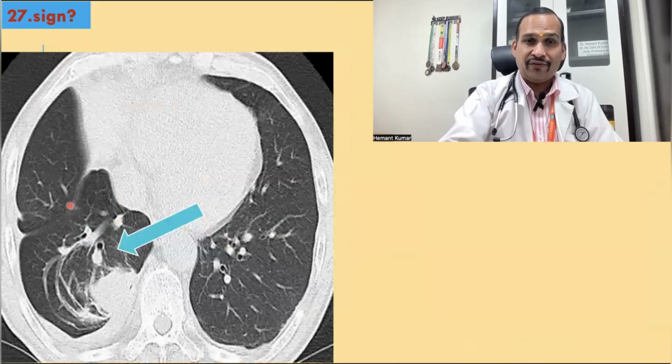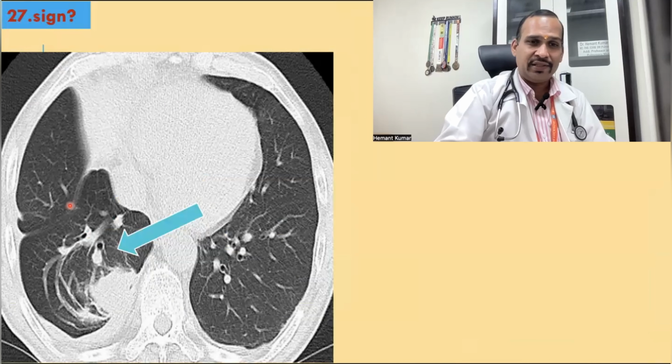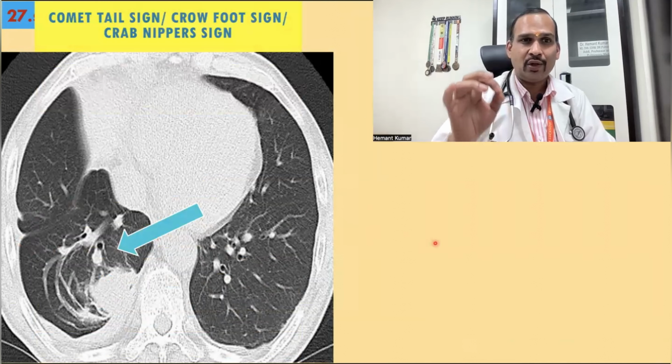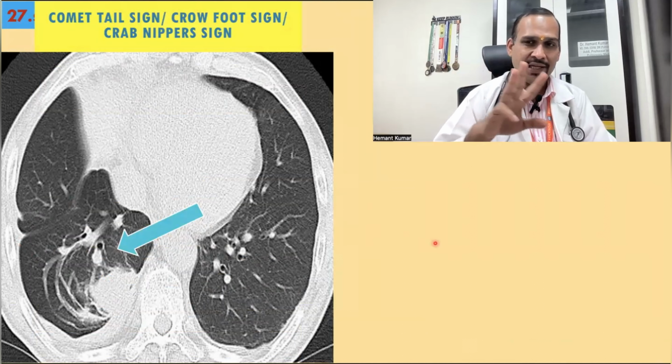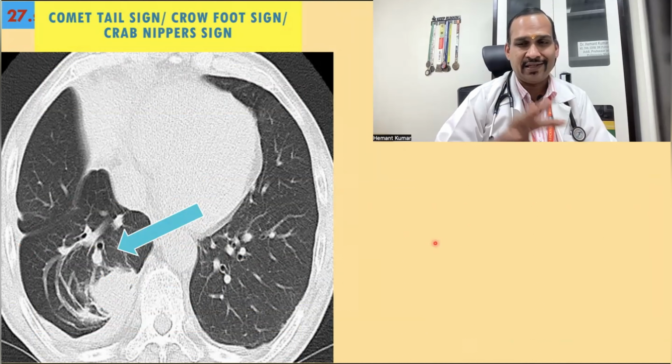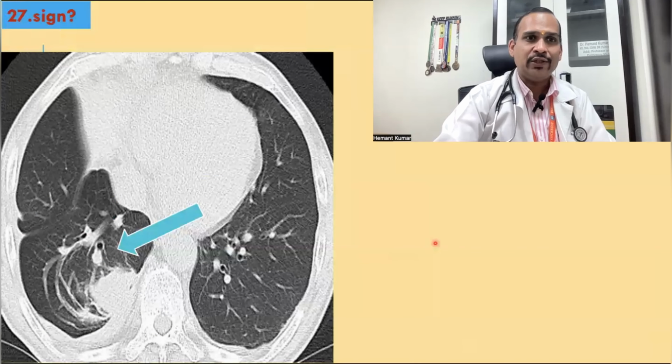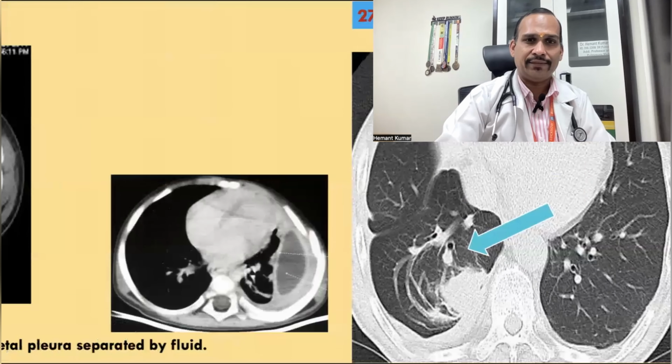Now 27. What is this sign? This sign is the comet-tail sign or crowfoot sign or crab nipper sign. All three are the same, and this is a frequently asked question in your MCQ exam. So this is the comet-tail sign.